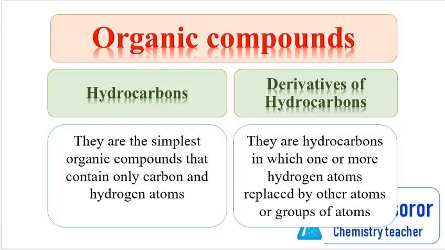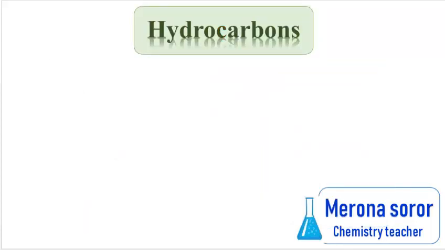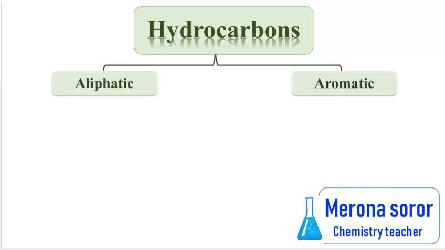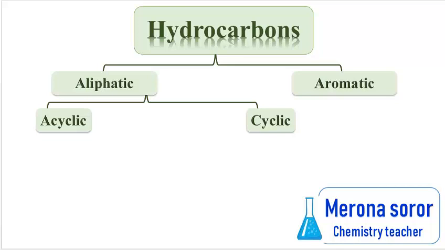Derivatives of hydrocarbons are hydrocarbons in which one or more hydrogen atoms are replaced by other atoms or groups of atoms. Hydrocarbons are divided into two main parts: aliphatic and aromatic. Aliphatic is divided into cyclic and acyclic.